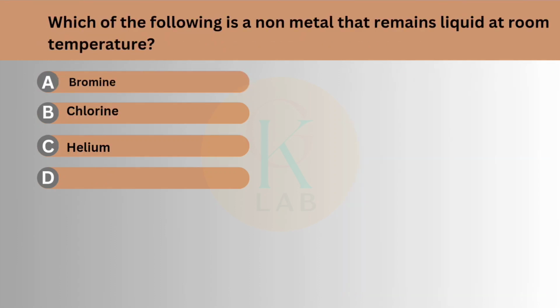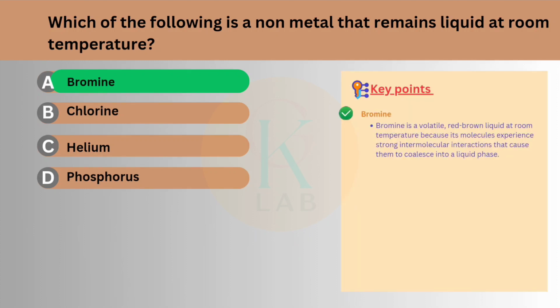Next question, which of the following is a non-metal that remains liquid at room temperature? The correct answer is option A, bromine. Some important key points about bromine. Bromine is a volatile red-brown liquid at room temperature because its molecules experience strong intermolecular interactions that cause them to coalesce into the liquid phase.